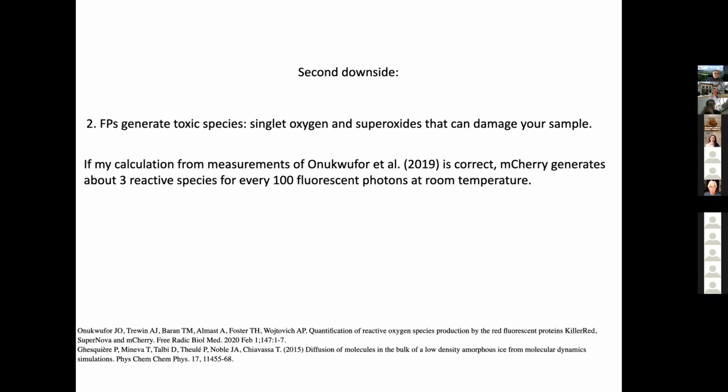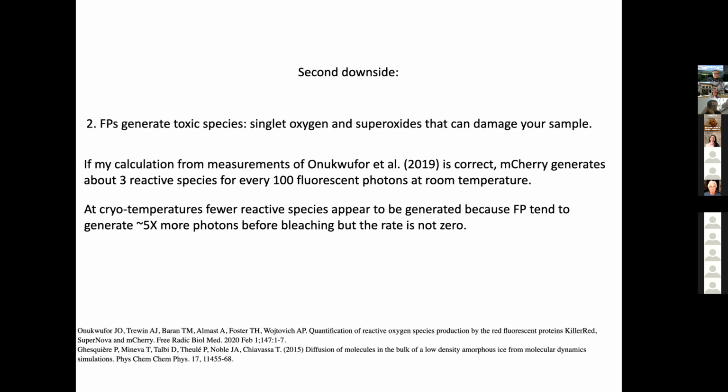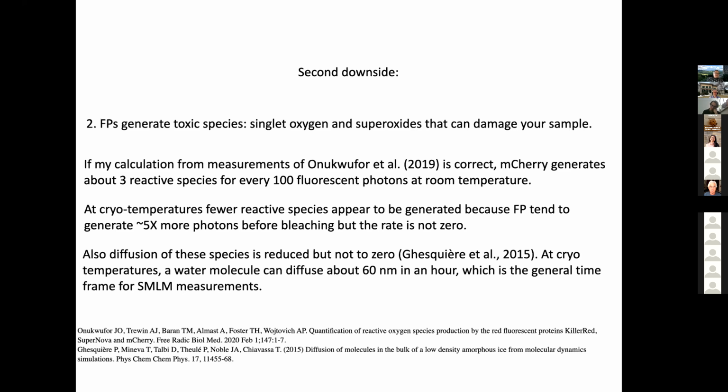Well, at cold temperatures, there is some good news because fewer reactive species appear to be generated, because these fluorescent proteins tend to generate about 5 times as many photons before bleaching. But the rate is not 0, even at cold temperatures, one assumes. You can't assume it is. You can assume it's better, but you can't assume you don't generate any such species. And of course, the diffusion of these species is reduced, but again, not to 0.